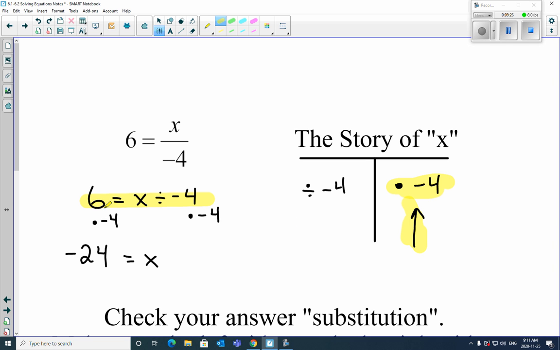Okay, so we're going to multiply both sides by negative 4. So 6 times negative 4, negative 4, right? That divided negative 4 times negative 4. So these ones are gone here, right? They reduce down to 1. So 6 times negative 4 is negative 24. And then x is by itself. So then we have negative 24 equals x. Now, is that correct? Don't know.